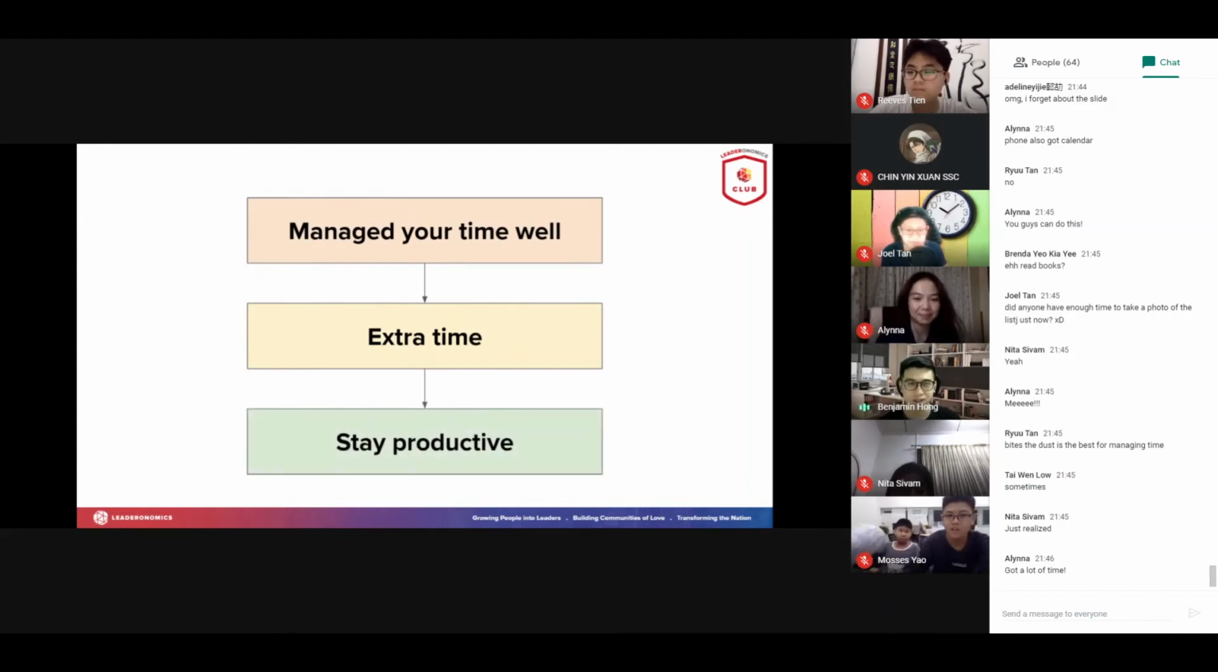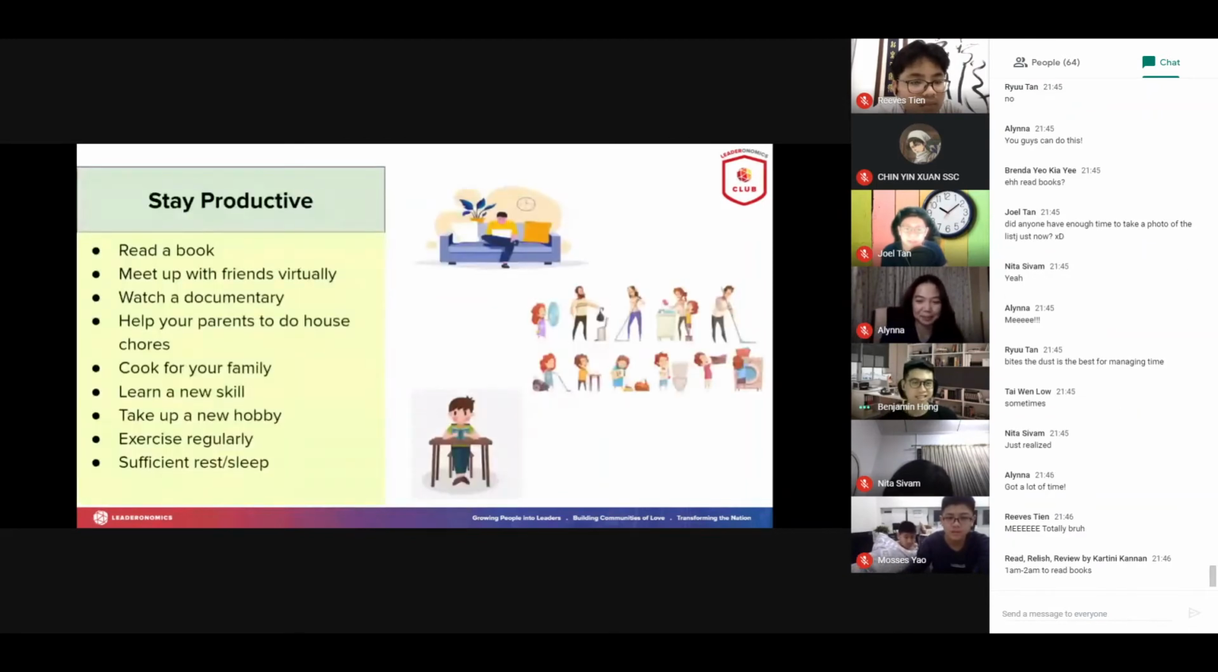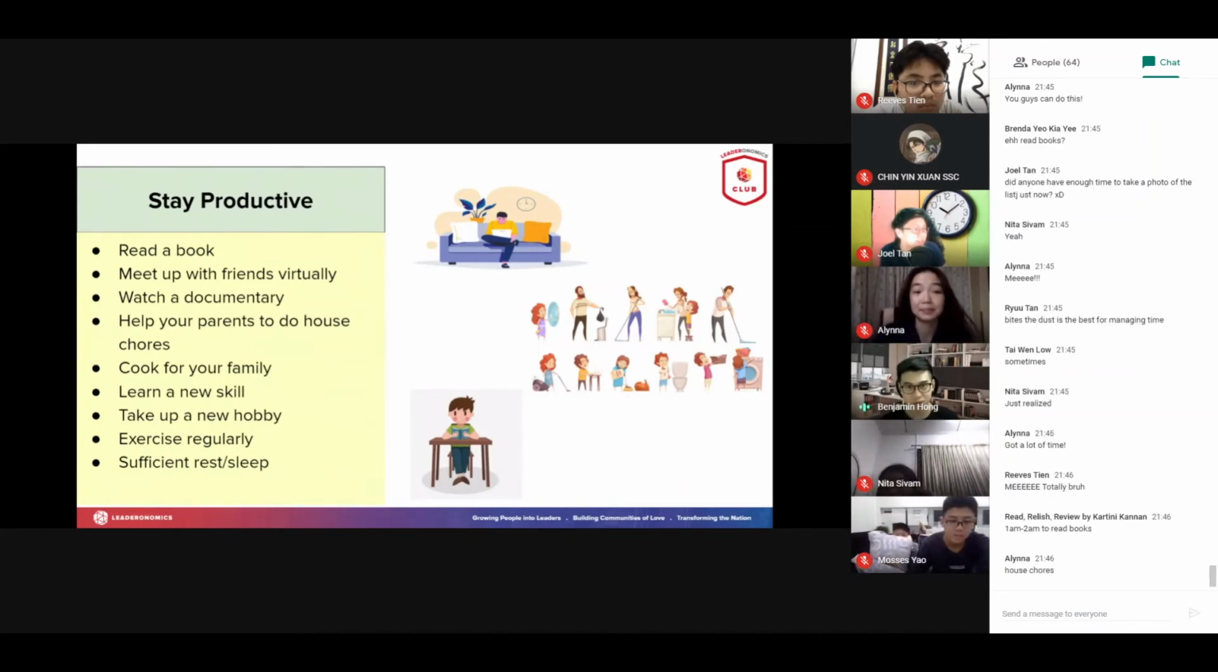Now, how do you stay productive? There's many ways to stay productive. Just now, Reef already is doing it all day. Productive 101: read a book, meet up with friends virtually, watch a documentary. If you have YouTube and things like that, help your parents to do house chores. This is very important. As a student, you need to honor your parents. Cook for your family.